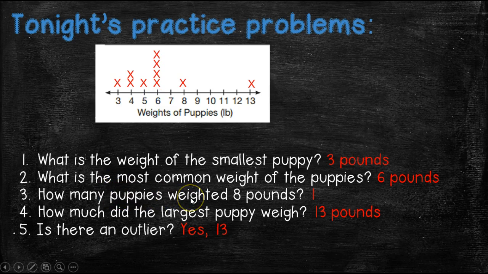How many puppies, oh, I wrote weighted, sorry about that. How many puppies weighed 8 pounds? Well, one puppy weighed 8 pounds because there's only one check mark. How much did the largest puppy weigh? 13 pounds was our biggest one. And is there an outlier? Remember, an outlier means a data point that is far away from the rest of them that are all bulked together. So yes, we do in fact have an outlier, and it is 13.